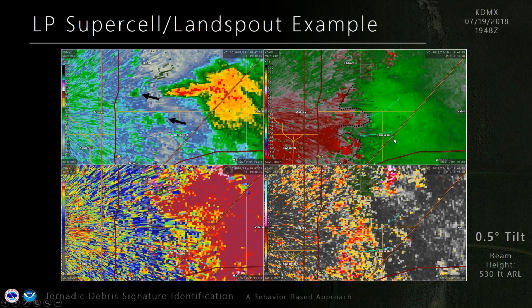The debris ball is still there at the next volume scan, but take a look at the convergence zone there. It's gotten very, very complicated just to the south and east of that initial TDS right there. You can see multiple inflection points starting to develop there. And actually, if you thought about it, if we had a cycling supercell, you could see that the new RFD could be wrapping in and intersecting with this boundary here.